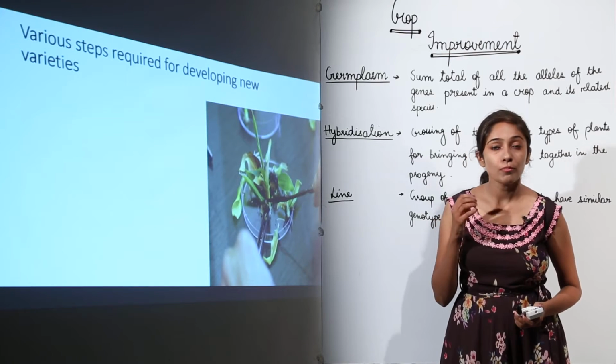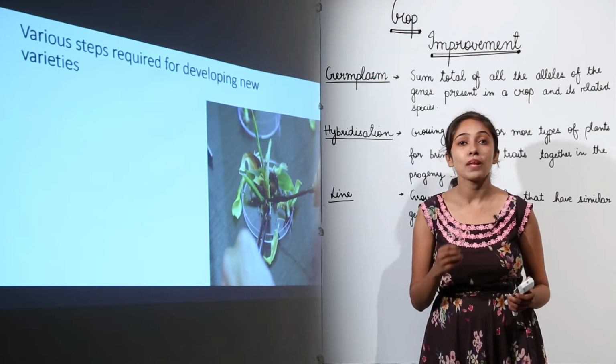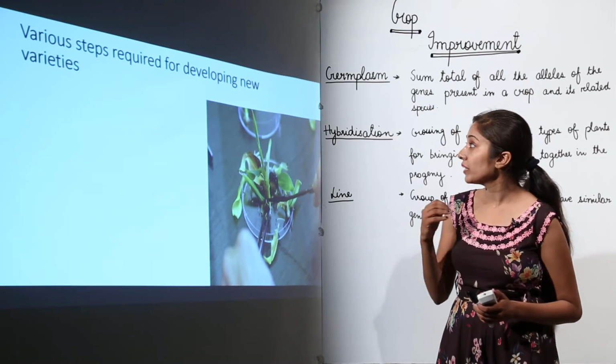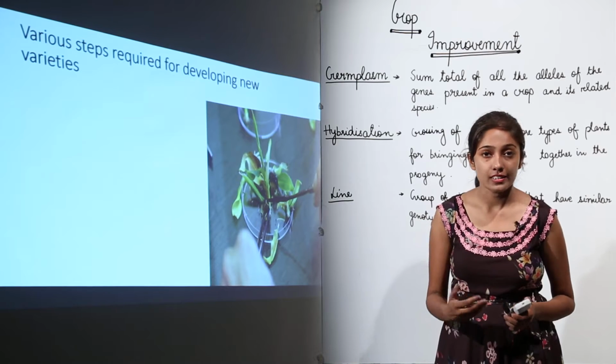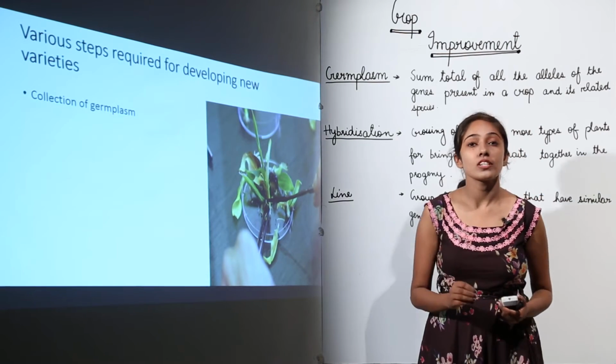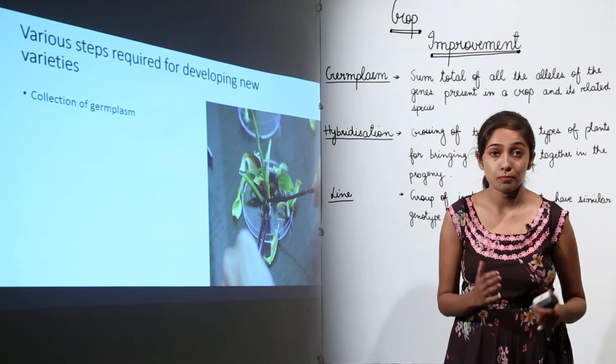Nowadays we use crop improvement methods by means of plant breeding. So what are the various steps that are required for developing these new varieties? They are as follows. First of all, it is important that we collect the germplasm.